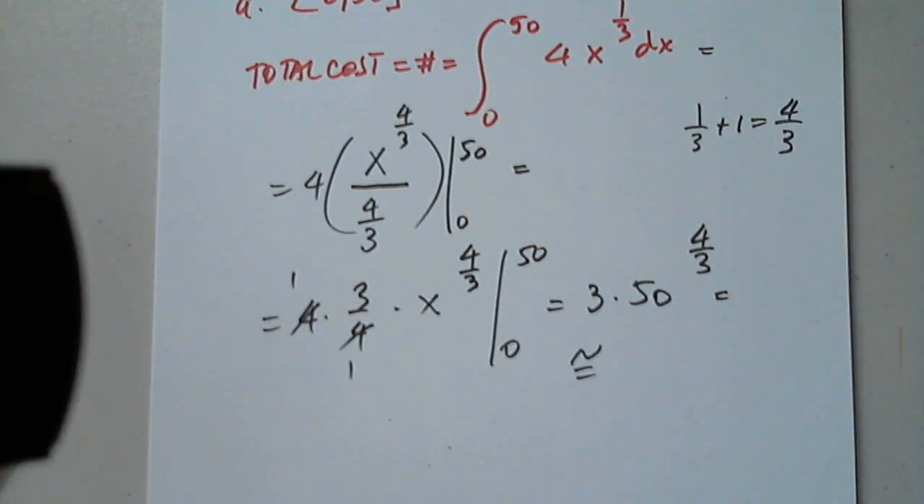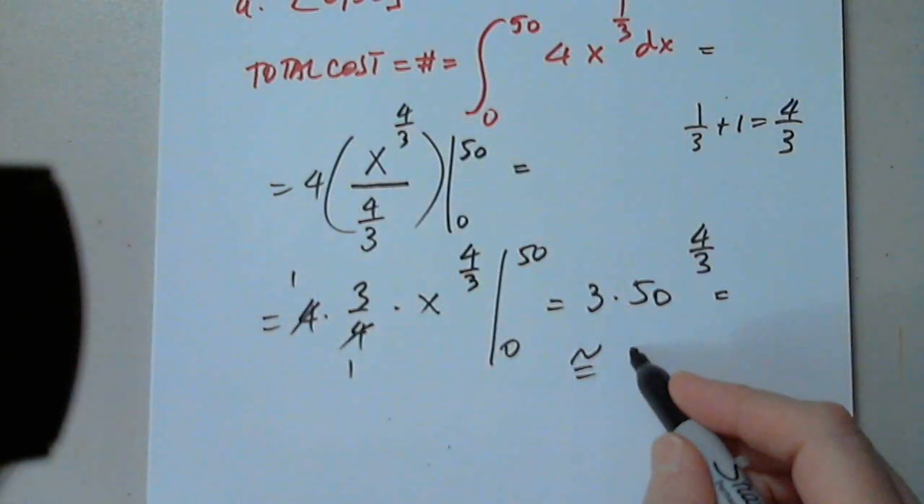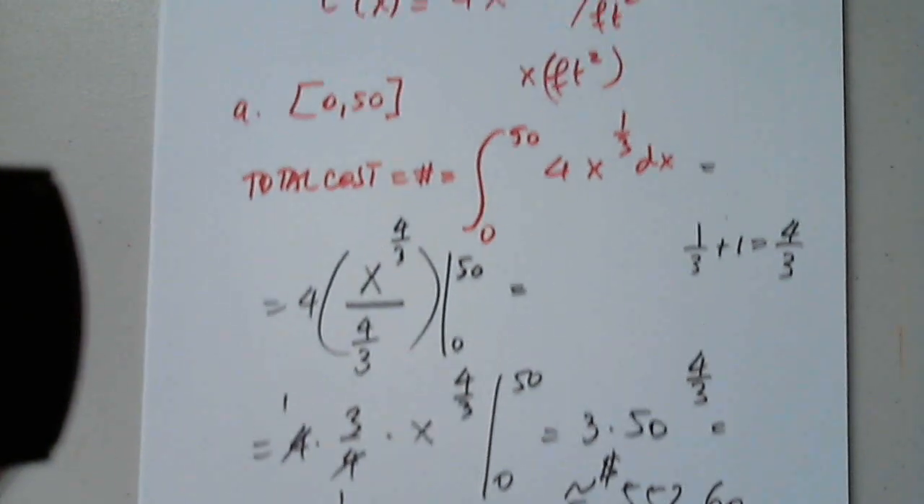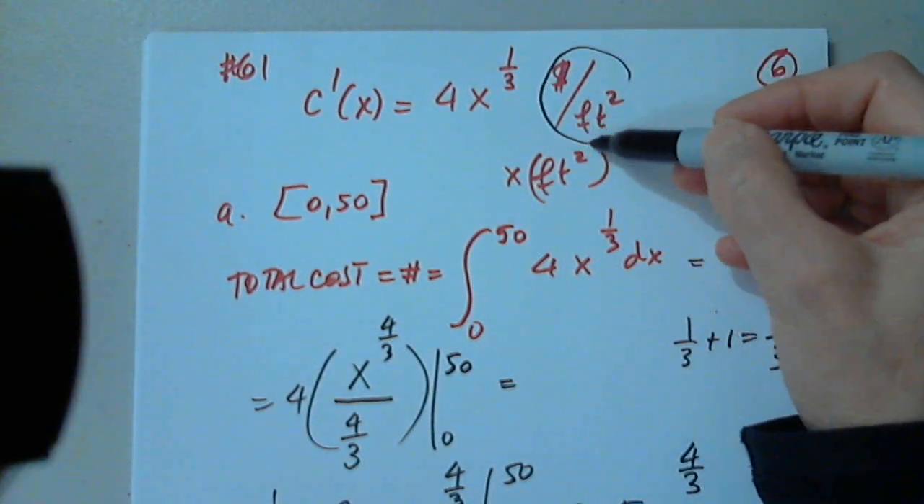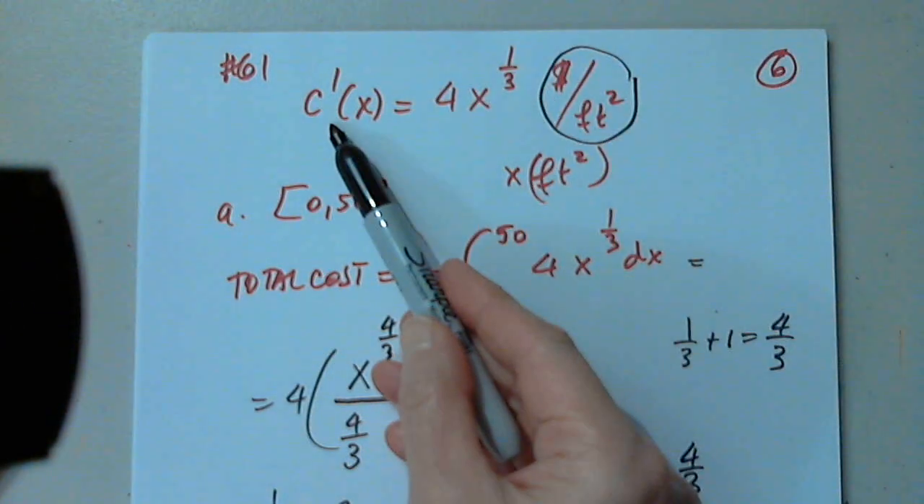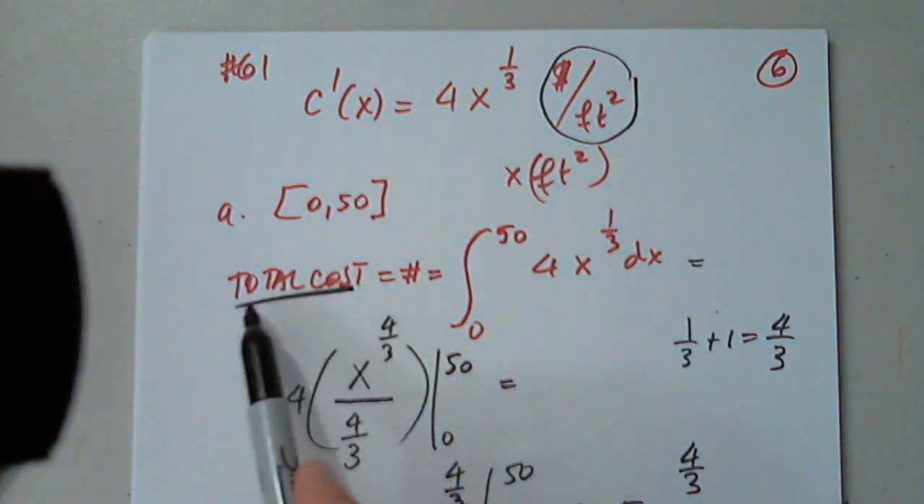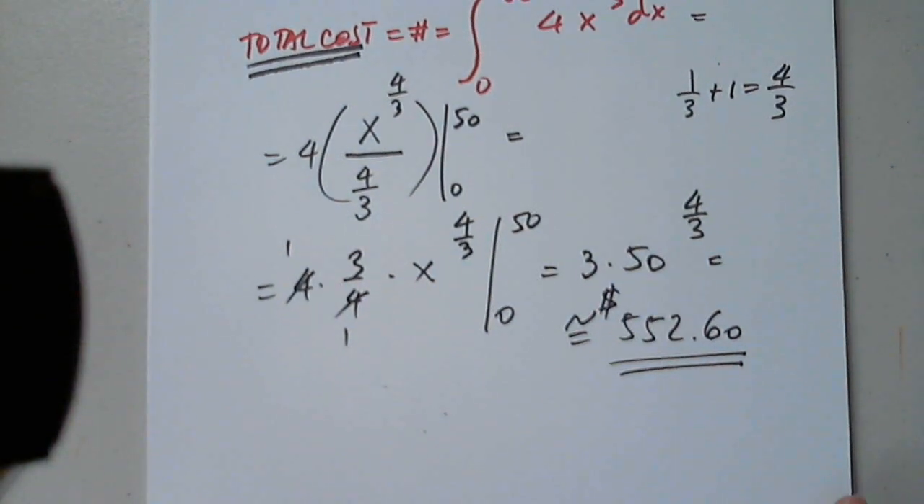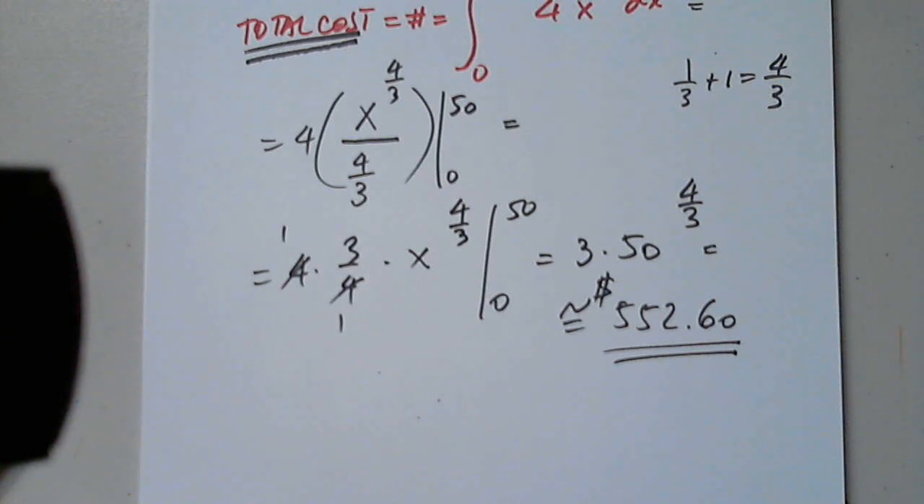And this will be the total cost. 552.60. And this is total cost, which is in dollars, of course. This is in dollars per square feet. Why? Because it's the rate of change. Total cost is in dollars. Any questions so far? Any questions?